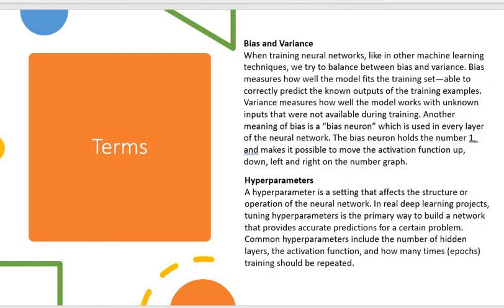Then comes one of the most important terms, which is known as bias and variance. Bias is the difference between the average prediction of our model and the correct value which we are trying to predict. A model with high bias pays very little attention to the training data and oversimplifies the model. It always leads to high error on the training and the test data.